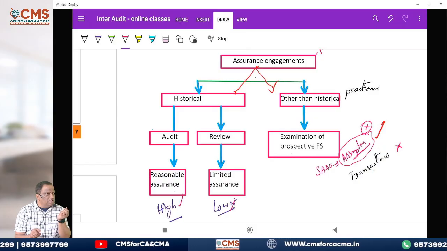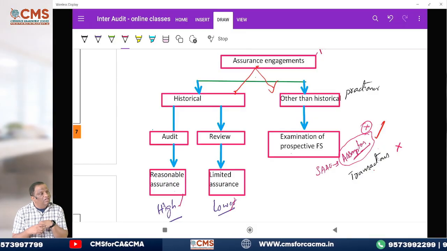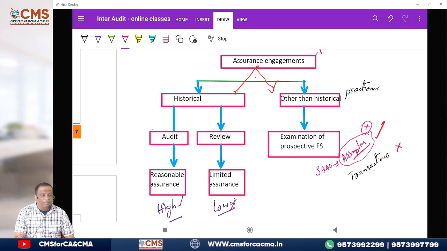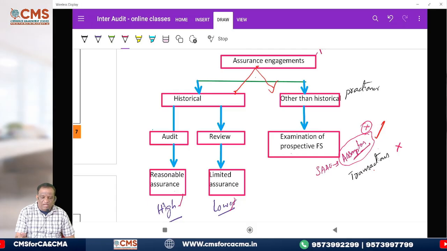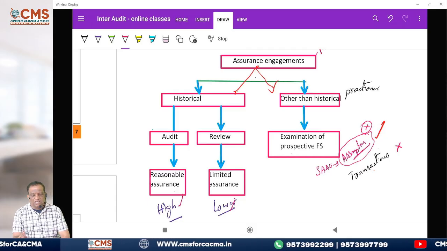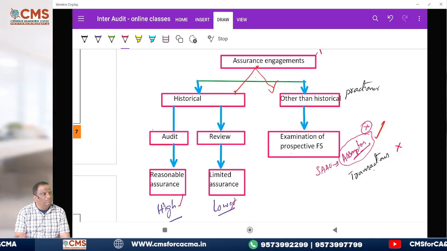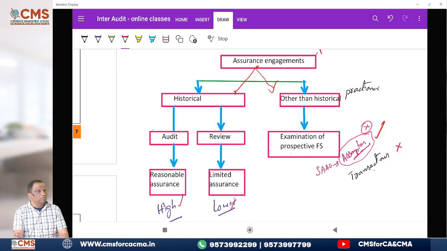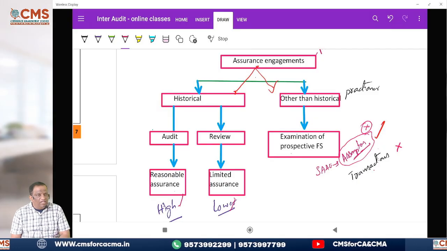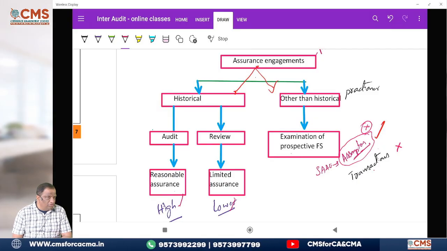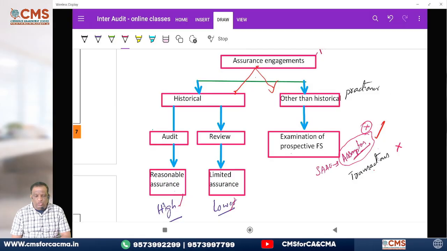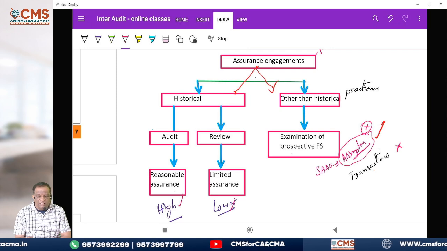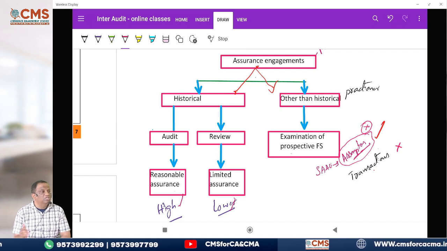Audit will have the reasonable assurance and review will have the limited assurance. And other than historical is where the practitioner would get into it. So as a practitioner, he would get into historical plus other than historical. What are the examples of other than historical? Examination of prospective financial statements. That is, whenever you prepare future financials, sometimes they also ask us to confirm the future financials. So prospective financials is an example of other than historical, which the practitioner would be involved in.